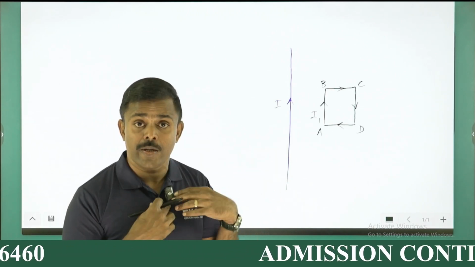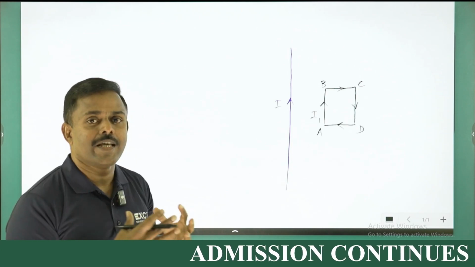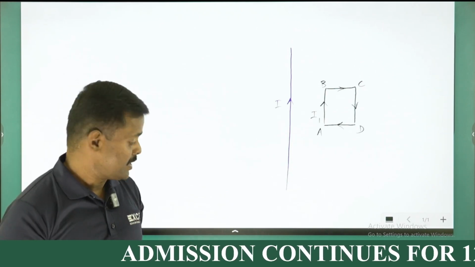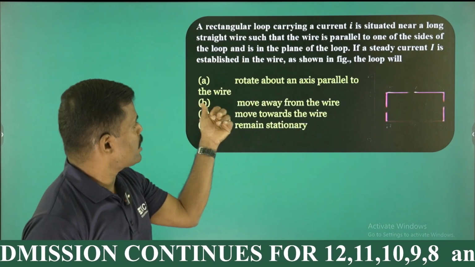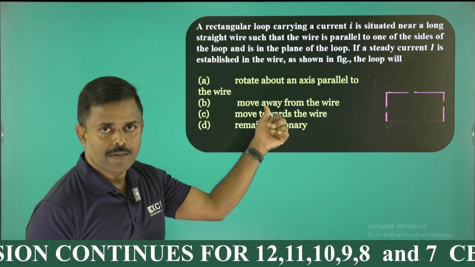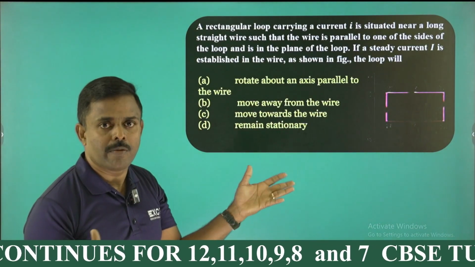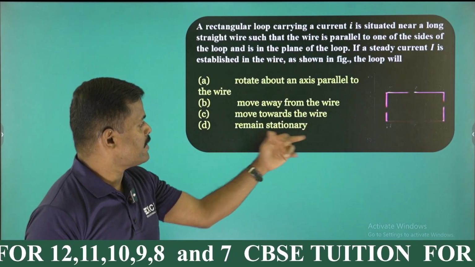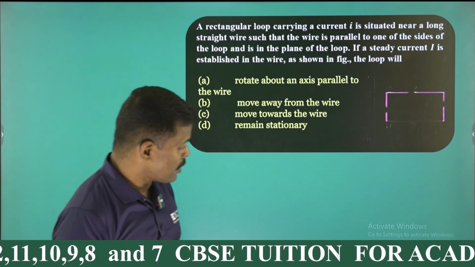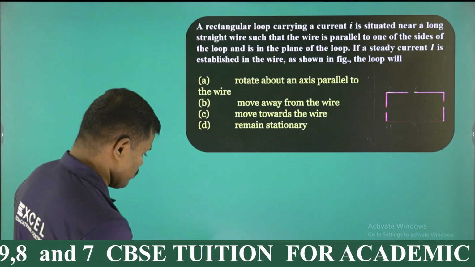And you can even calculate the force. But here, they are not asking you to find the force. They are simply asking whether it will rotate about an axis parallel to the wire. That's absolutely wrong. Torque will be equal to 0. I can prove it. Move away from the wire, move towards the wire, remain stationary. So let's look at the situation one more time.